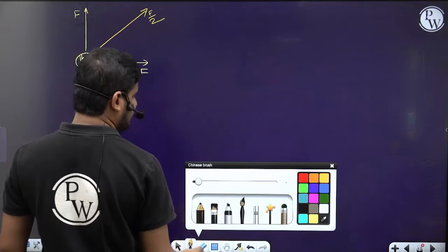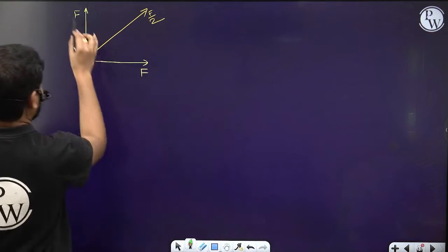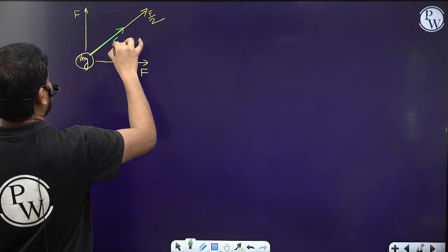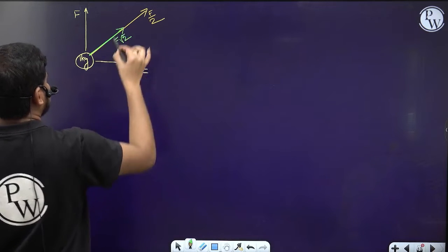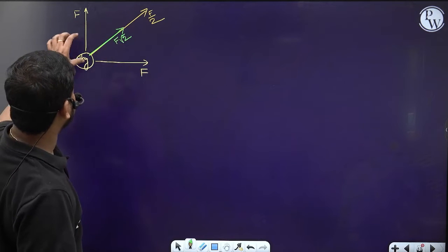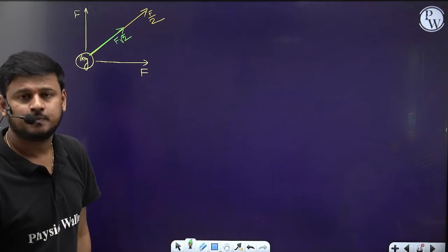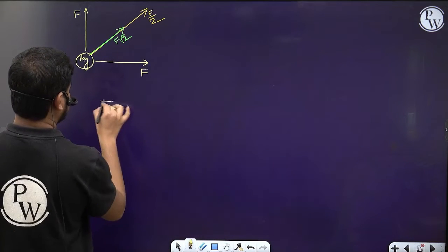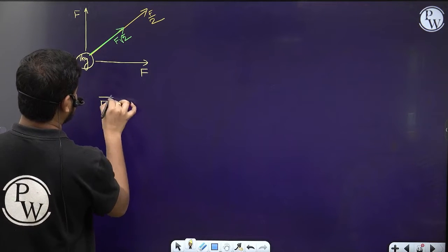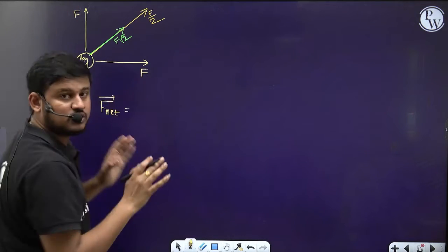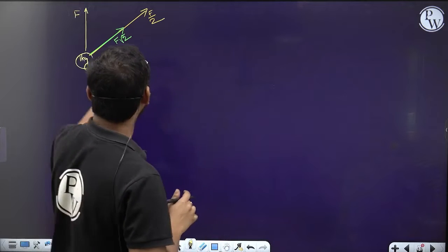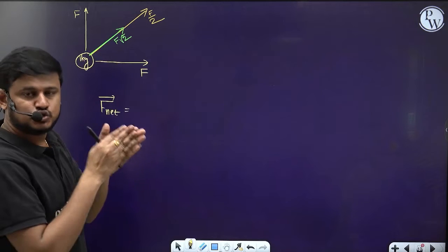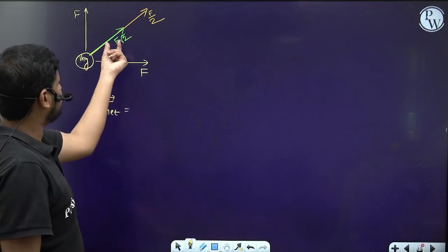Now, can I find the resultant of these two forces F and F? The resultant of these two forces will be F root 2. Yes, so now I can write here the net force, F net, will be equal to F root 2. You already studied it in vectors, right? If there are two equal vectors and the angle between them is 90 degrees, the resultant will be that vector into root 2. So here force into root 2.